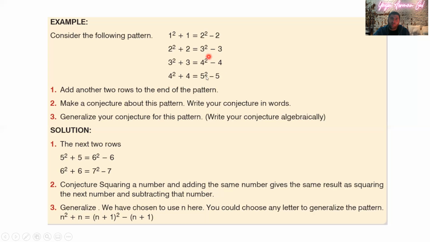So that is what we did here. So if your n is, say, 4, 4 to the power of 2 plus n is 4, equals n plus 1. 4 plus 1 is 5. 5 to the power of 2 is 25, minus n plus 1, n is 4, 4 plus 1 will be 5. So we can see that it's minus 5, right? As you can see.